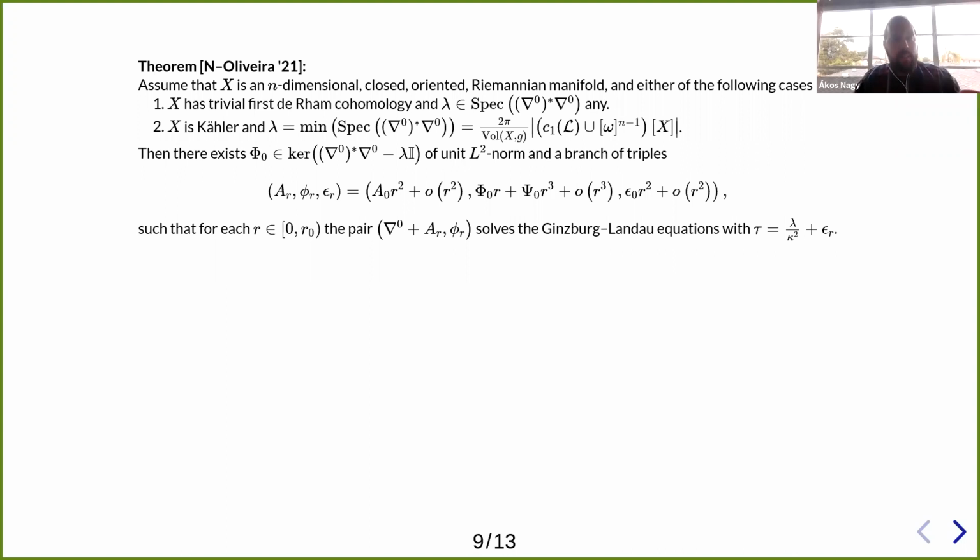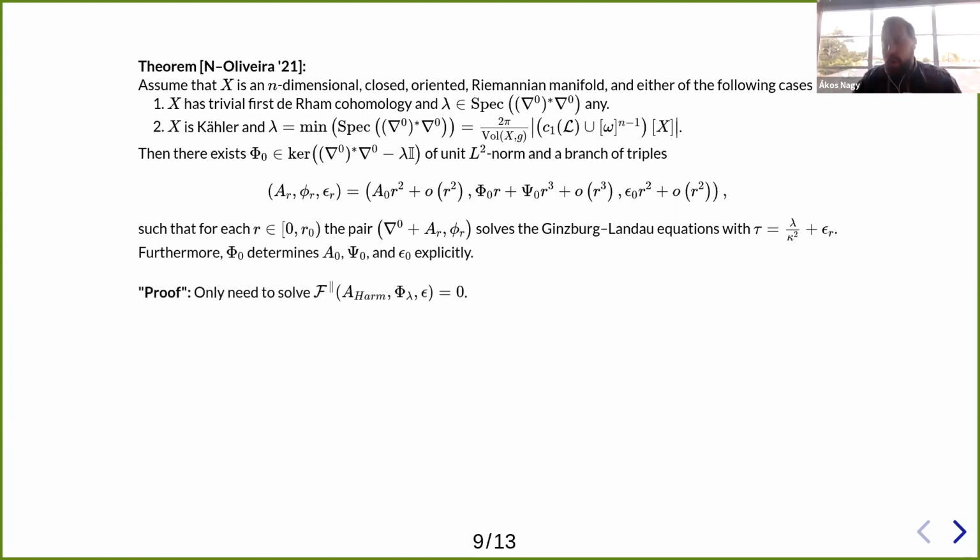So this generalizes the results of Shishkov, Ercolani, Ryan, and Sigal, in the sense that in their case, they looked at two-dimensional closed surfaces, and those are in particular Kähler manifolds. Ours works in larger generality because the dimension can be higher, and in certain cases, you don't have to be Kähler, but then in return, you have to have no de Rham cohomology. And furthermore, what I don't want to bore you with is that the leading order terms in A, phi, and epsilon can be explicitly computed in terms of phi null.